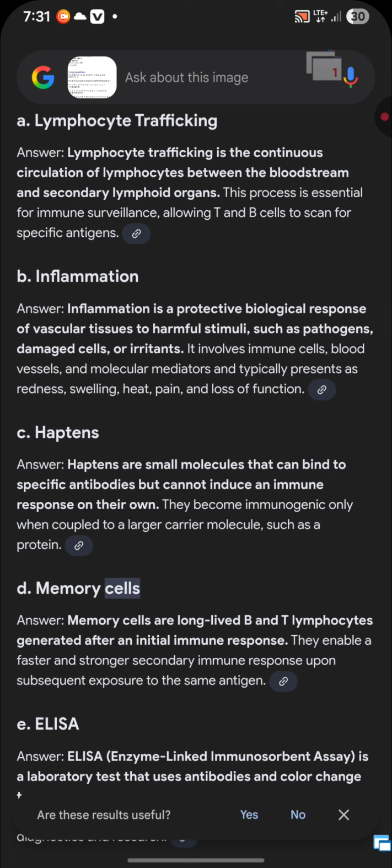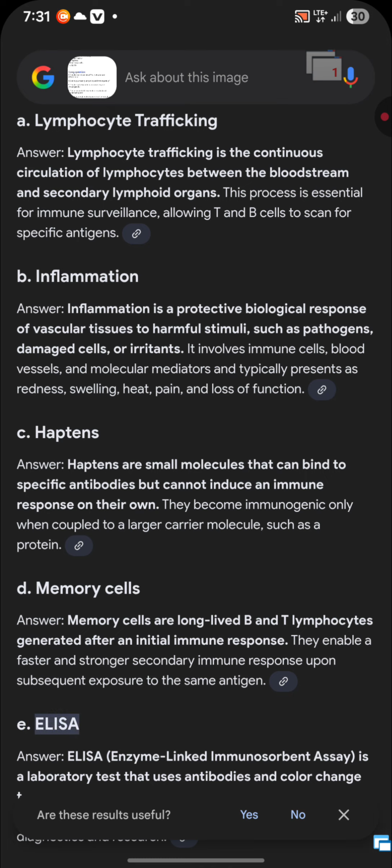D. Memory cells. Answer. Memory cells are long-lived B and T lymphocytes generated after an initial immune response. They enable a faster and stronger secondary immune response upon subsequent exposure to the same antigen.